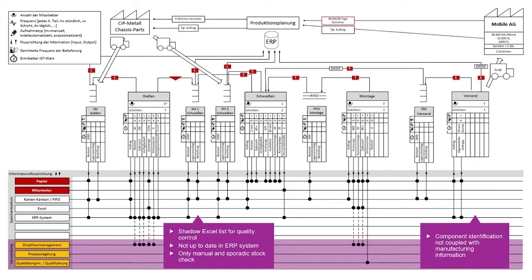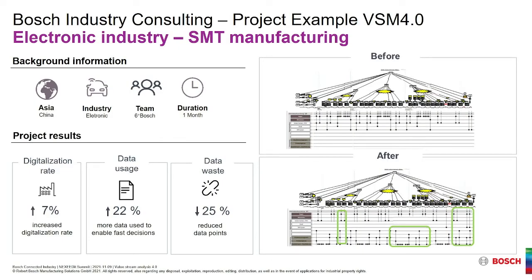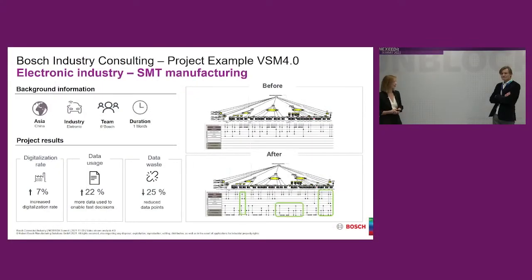We see by digital Kaizen where we have deviations in data management. For example, information is not up to date in an ERP system, or the component identification is not coupled with manufacturing information. With this new digital dimension, we have really a very good and holistic overview of all the data points in our value stream. Let's pick a very operative example in the next slide that we made use of as Bosch.